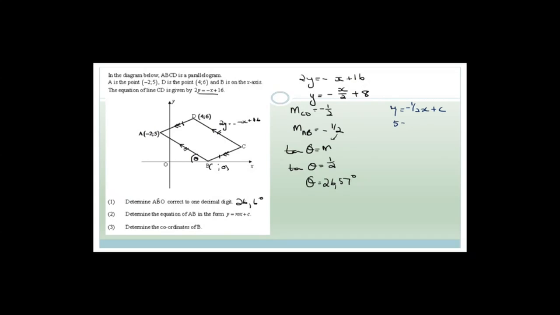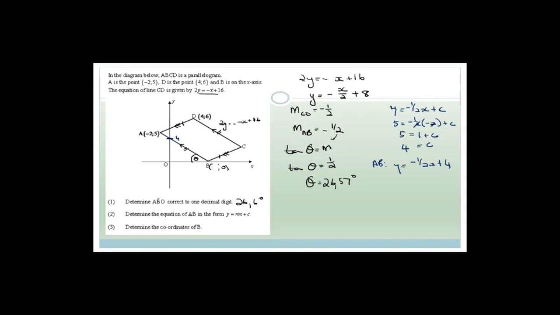So let's use minus 2, 5. So we've got 5 is equal to minus a half times minus 2 plus c. The minus times minus gives a plus, so you get 1. So 5 is equal to 1 plus c, so c is equal to 4. Therefore, the equation for AB is y is equal to negative a half x plus 4. So that point there where it cuts through is 4.